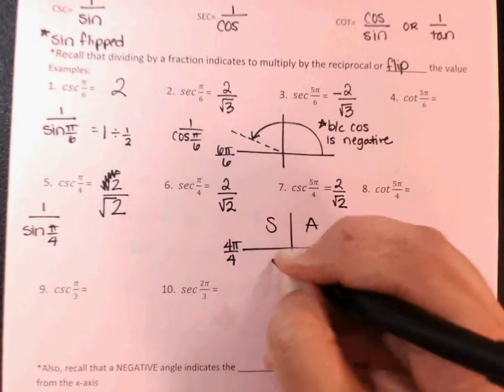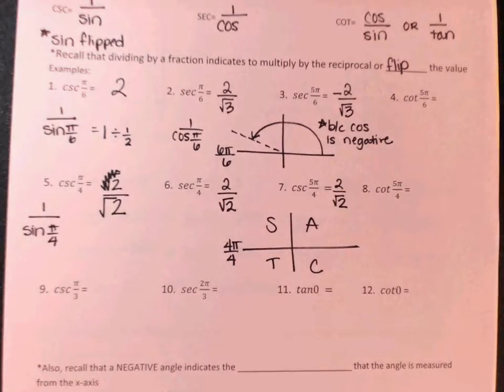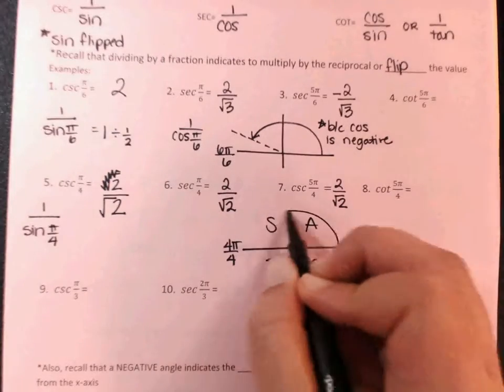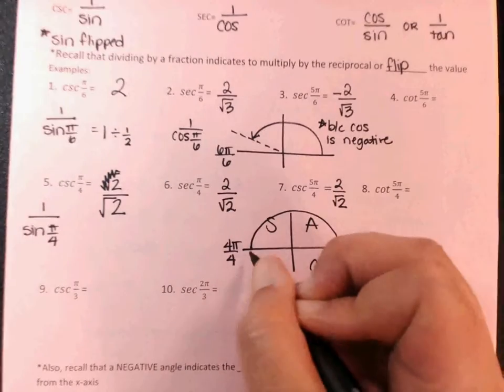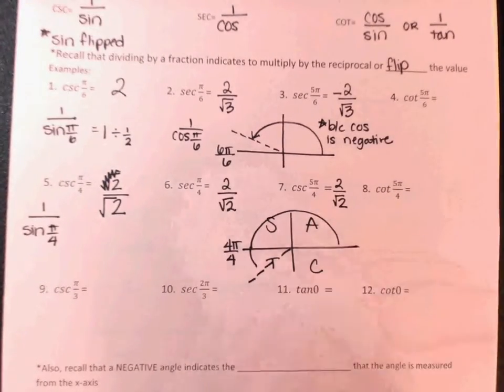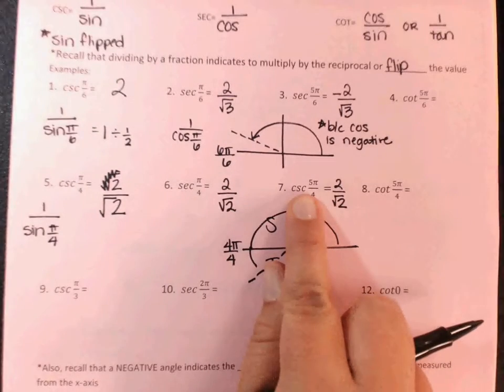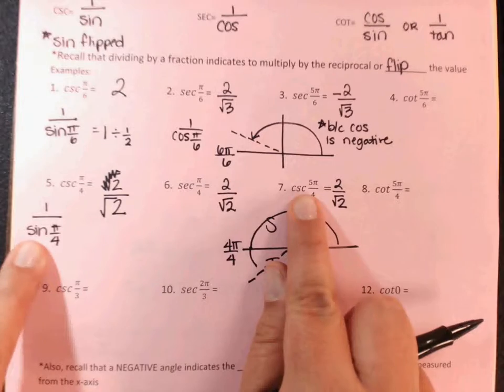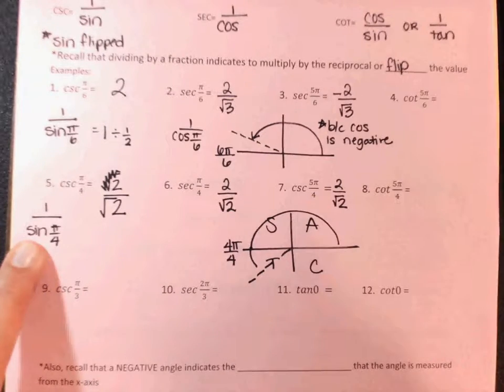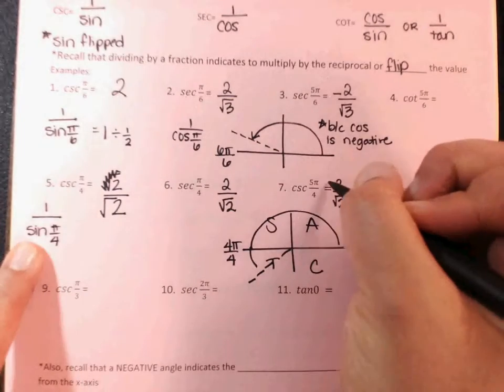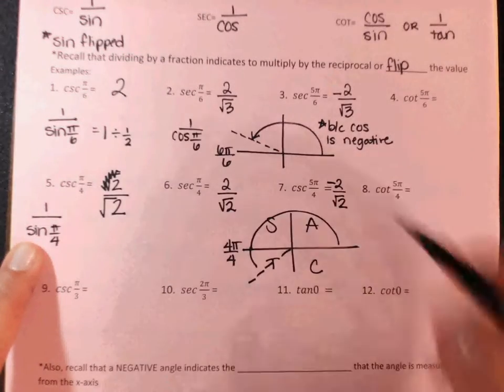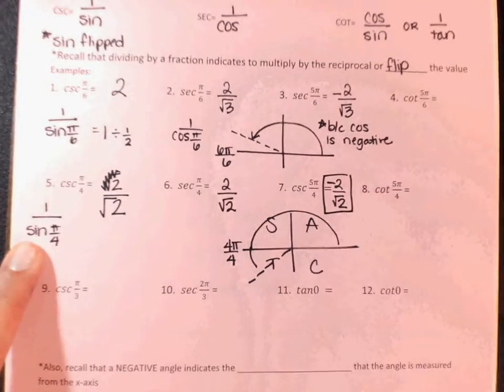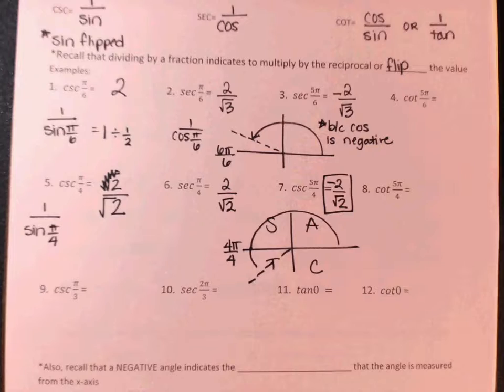All Students Take Calculus. Which letter are you going to be in at 5 pi fourths? T. Very good. 5 pi fourths, that's 4, and then 5 would be a little bit more. So that would put us in the T quadrant. If cosecant is sine's partner, what is sine's value? Negative, which means when I flip it, it would stay negative. So make sure you put a little negative on that one. Okay? All right, next row.